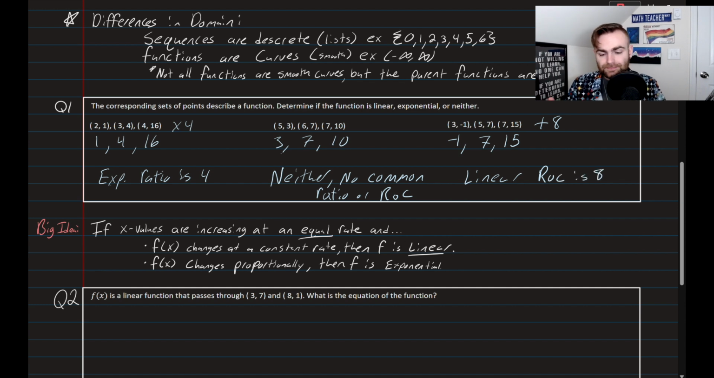Not too bad. So again, if the x values are increasing at an equal rate, and f of x is changing at a constant rate, then it's linear. If it's proportional, then it's exponential.